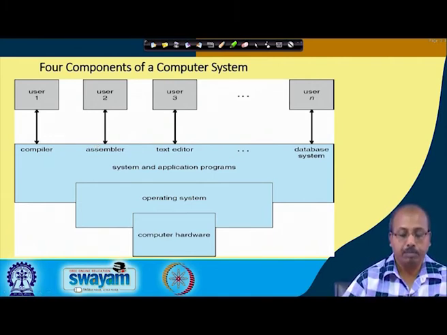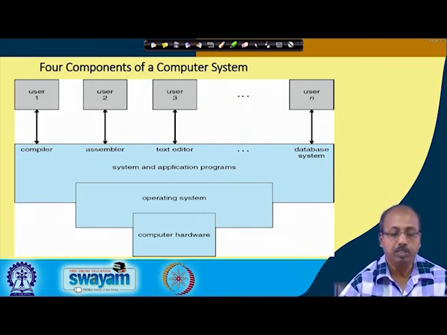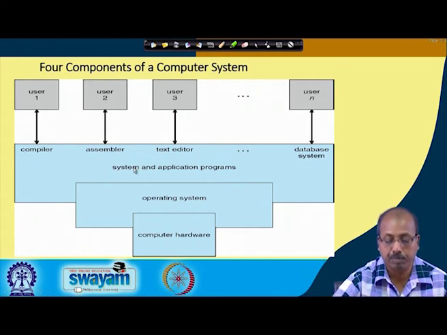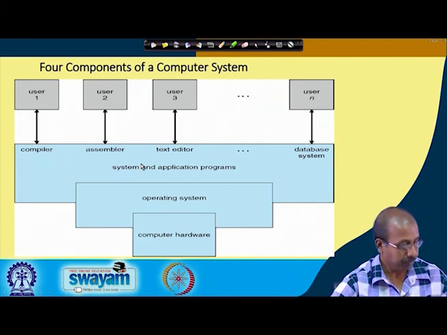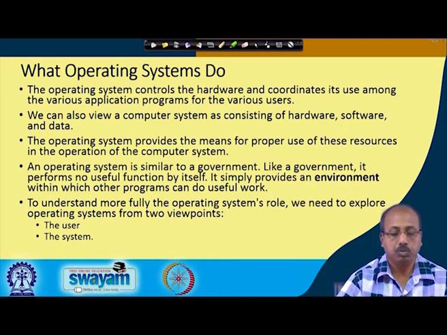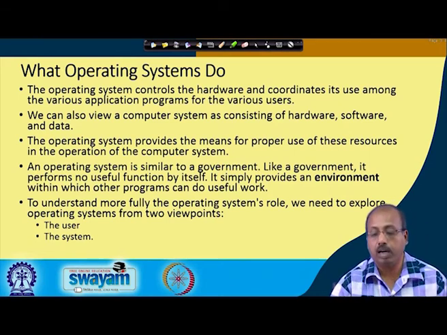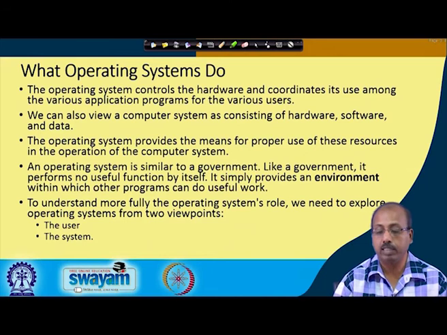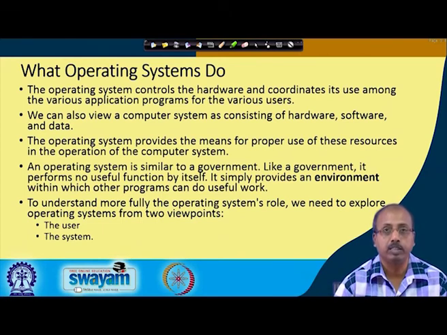I can have many things like compiler, assembler, text editor, up to databases. These are some representative examples. You can have many more such application programs, and users will be interacting with these system and application programs for getting their job done. So, what can the operating system do? The operating system will control the hardware and coordinate its use among the various application programs for various users. This is the most important job that the operating system does.